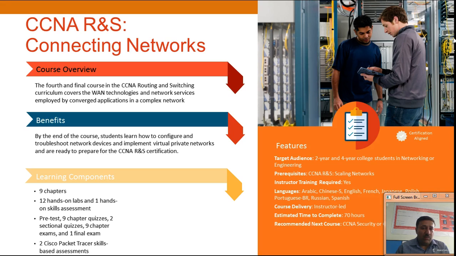This covers the WAN technologies and network services required by converged applications in complex networks. Benefits: by the end of the course, students learn how to configure and troubleshoot network devices and implement virtual private networks, and are ready to prepare for the CCNA RS certification. This includes about 9 chapters and 12 hands-on labs. So we have discussed the 4 papers that lead to the CCNA certification as a part of our BCA curriculum.